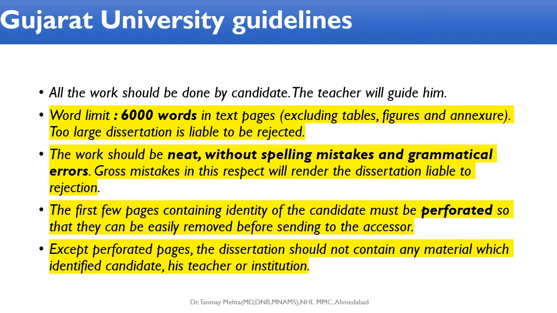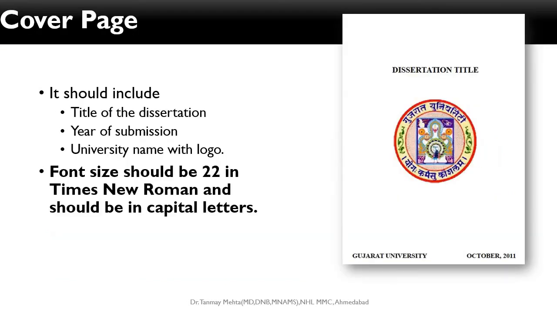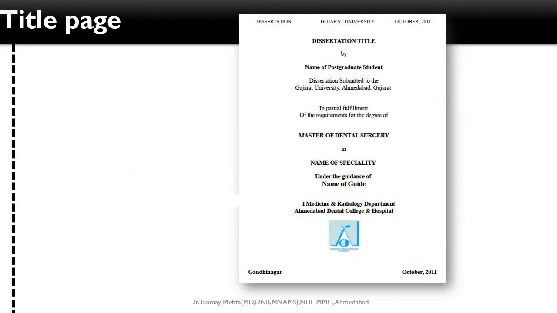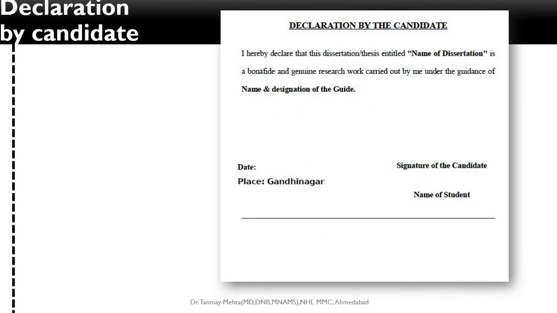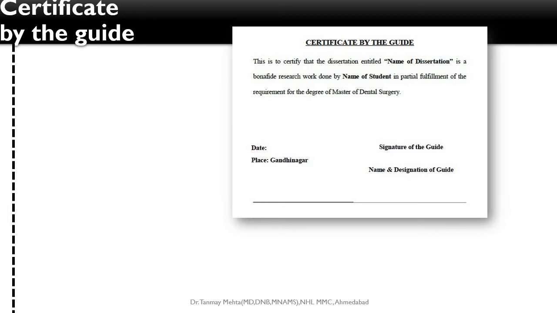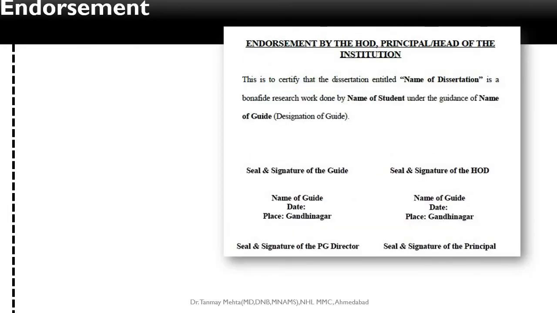The first few pages, which disclose your identity as well as your teacher's identity and institute's identity, have to be perforated so they can be removed before sending your dissertation to the assessors or examiners. So the first page will be the cover page, which has the dissertation title, year of submission, and the university name. Then you have the title page, which has the same thing as the cover page but with your name as well as your guide's name. Then a declaration by the candidate that their work is genuine research work along with your sign. The same thing with a certificate by the guide as well as head of department or principal.